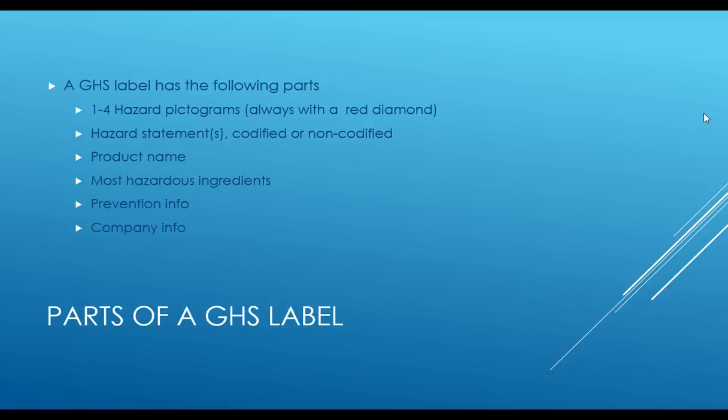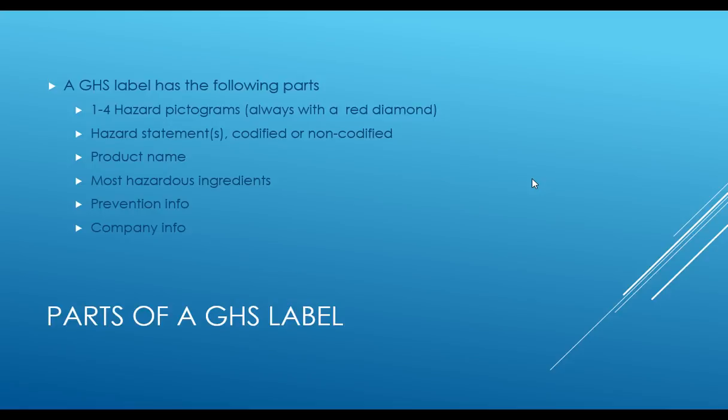Now, the parts of a GHS label, basically the label has pictograms on one side, on the left-hand side usually, that are within a red diamond. They're required to be in a red diamond. So we sell die-cut labels that have the red diamond pre-printed, and we provide templates that line up with that pre-printed diamond perfectly. You'll also find on each GHS label hazard statements, which will either be codified or non-codified, product names, hazardous ingredients, prevention information, including like PPE, as well as company information.